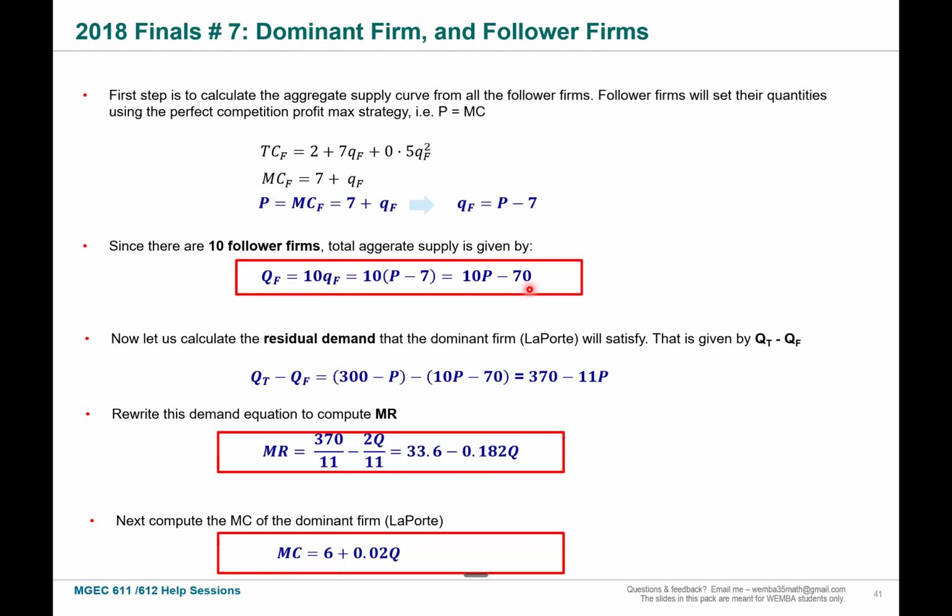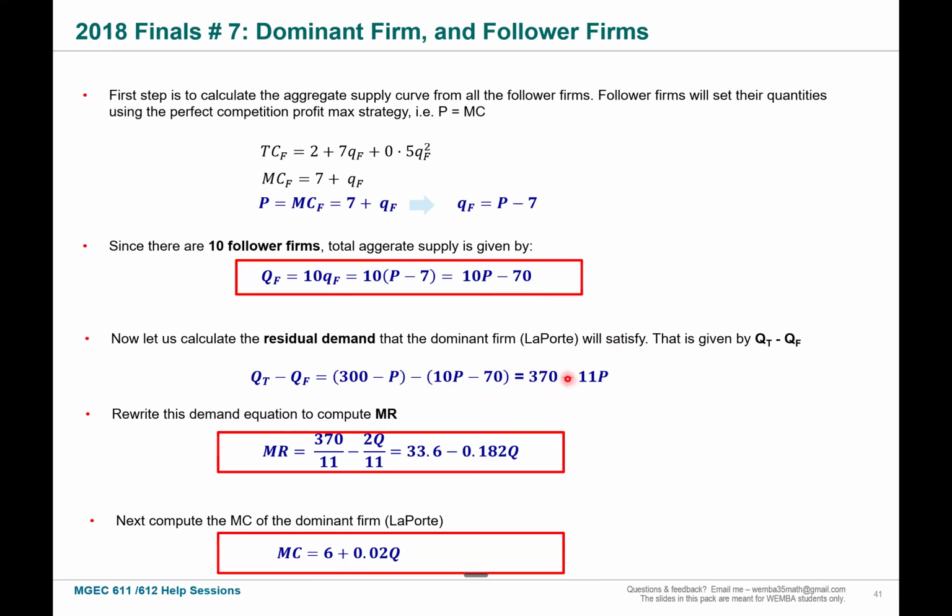That's step 1. Step 2, well, if this is the supply from the follower firms, compute what will be the demand that will be faced by the dominant firm. Well, the demand faced by the dominant firm is the total demand minus whatever is supplied by the follower firms. So 300 minus P minus 10P minus 70. So that's the demand faced by the leader firm, the dominant firm.